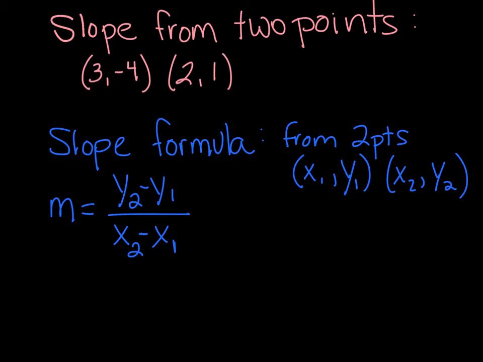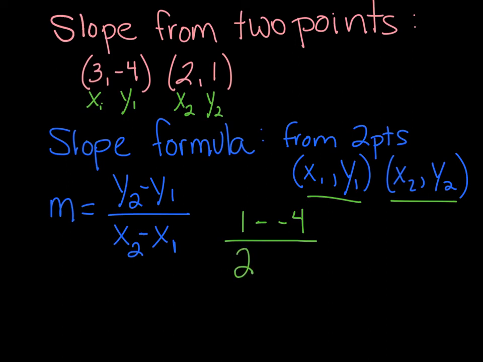Well, we have 2 points above. We are going to do this slope formula. So I want you to label your points just like this: x1, y1, x2, y2. Substitute in exactly the way you see it. y2, that's 1, minus y1, -4, over x2, 2, minus x1, 3.